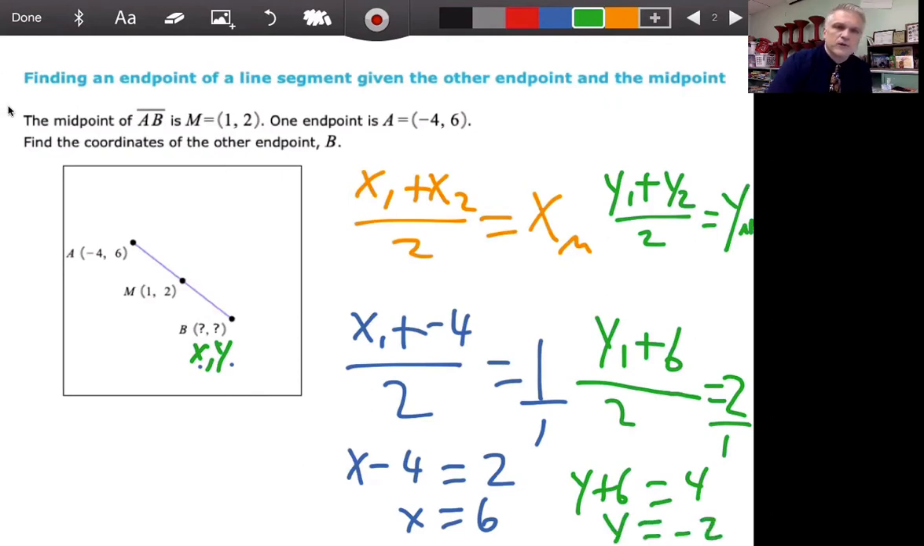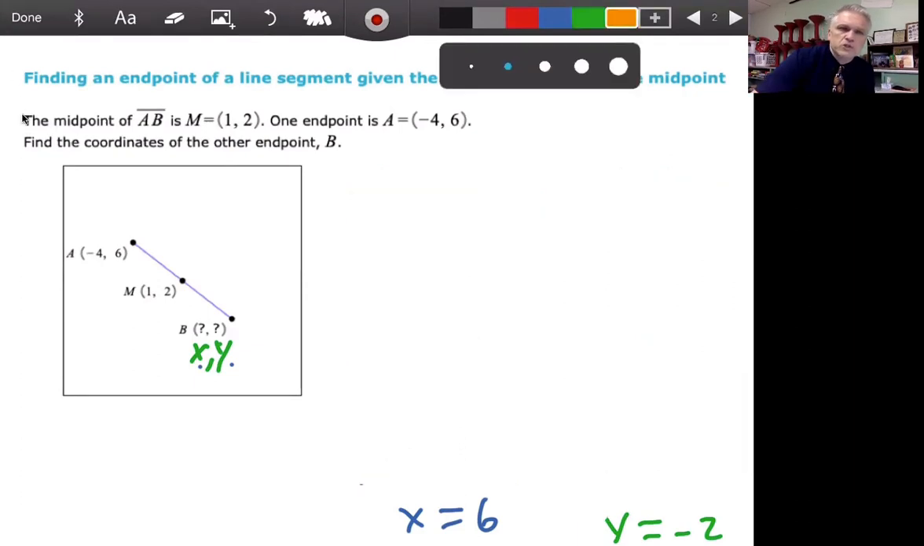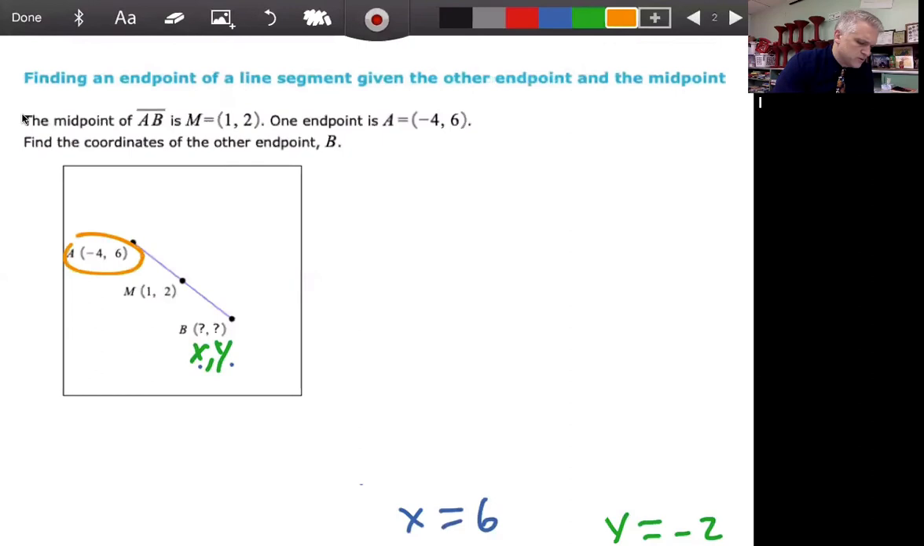Let's see if we could do this a different way, maybe a little quicker way. If we just look at the coordinates without the formula, let's just look at the x's first. So this endpoint starts with -4, and it goes to the right to +1. So from -4 to 1, what happened? Well, -4 increased by 5.